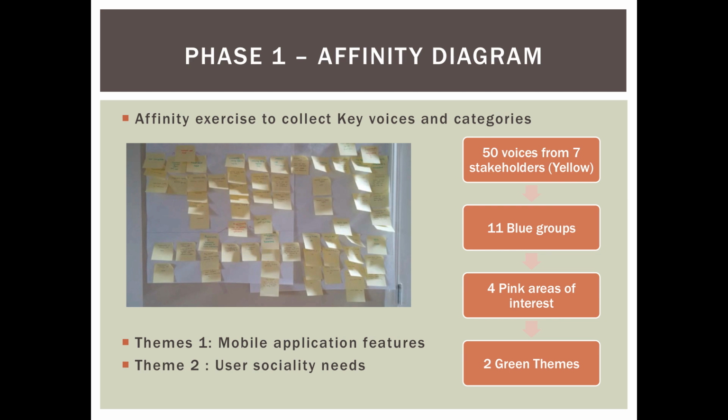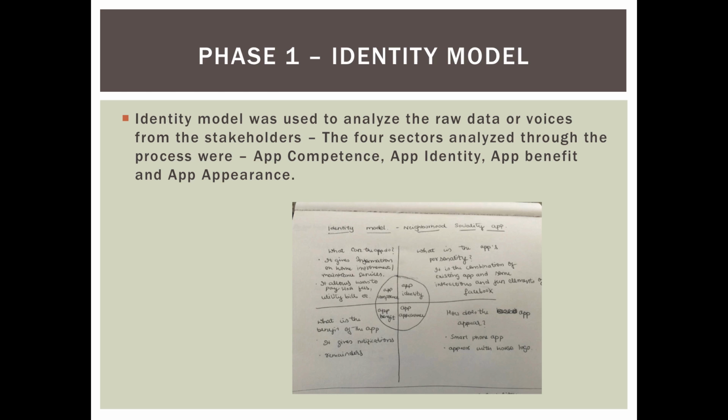In phase 1 affinity diagram, this is my affinity exercise to collect key voices and categories. The 50 voices from 7 stakeholders were in yellow, and 11 in blue groups, 4 in pink areas of interest, and 2 green themes. The themes were mobile application features, and theme 2 was user sociality needs.